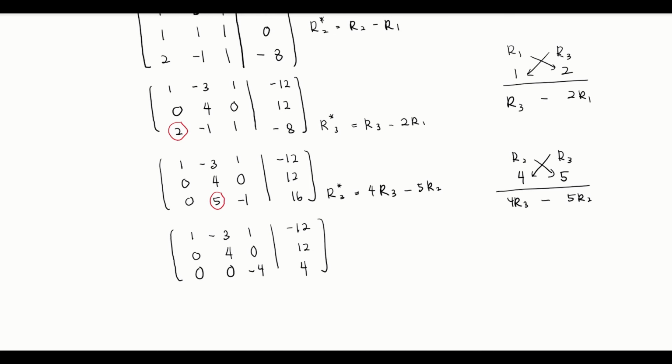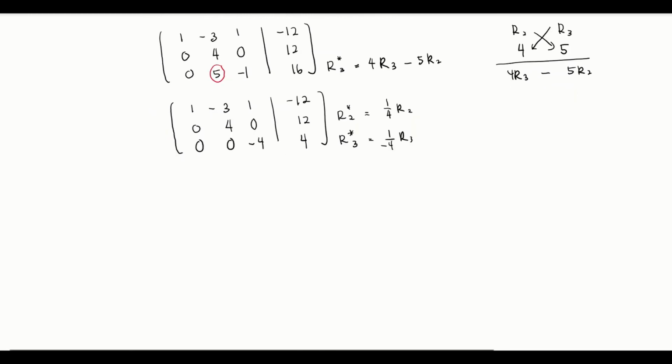So we can change this to 0, 1, 0 and 0, 0, 1. The way is, for the second row, we can multiply with 1 over 4, and the third row, we can multiply with 1 over negative 4. If we do that, this is 1, negative 3, 1 for the first row, nothing changes. For the second row, it becomes 0, 1, 0. Okay, 12 over 4 is 3. And this one becomes 0, 0, 1, and then 4 divided by negative 4 is negative 1.